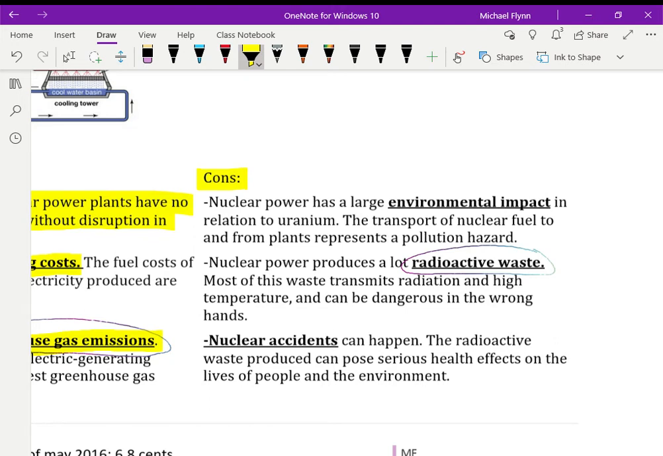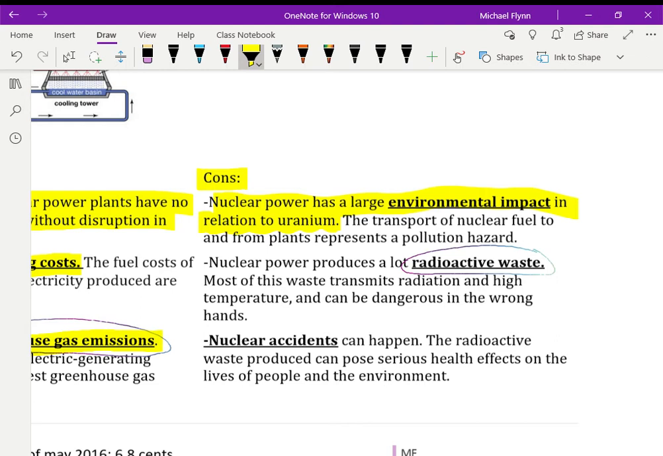A nuclear power plant does have an environmental impact in relation to the mining of uranium. You have to mine and transport the uranium, and that means you will affect a geographic area when you build a mine. You could contaminate the surrounding environment in the process of mining. In the process of refining, you'll release some carbon dioxide for sure. And of course, in the transportation of it.